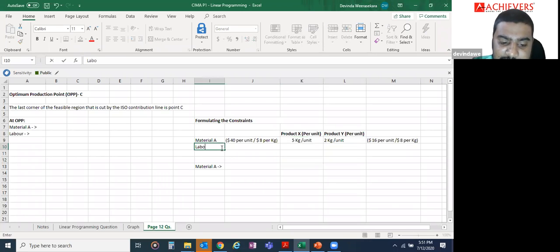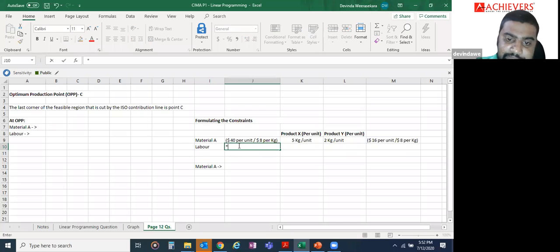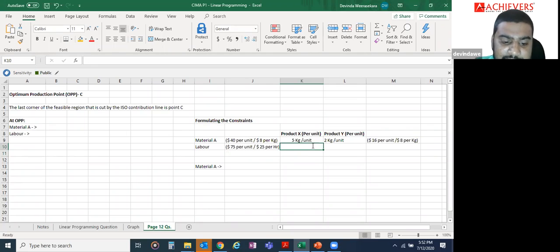Then the next one we need is labor. Take product X. The labor cost is $75 and every hour I have to pay $25. So if every hour is $25, how many hours do I have to use in order for the cost to be $75? 3 hours, right? $75 per unit divided by $25 per hour. So that will be 3 hours per unit.